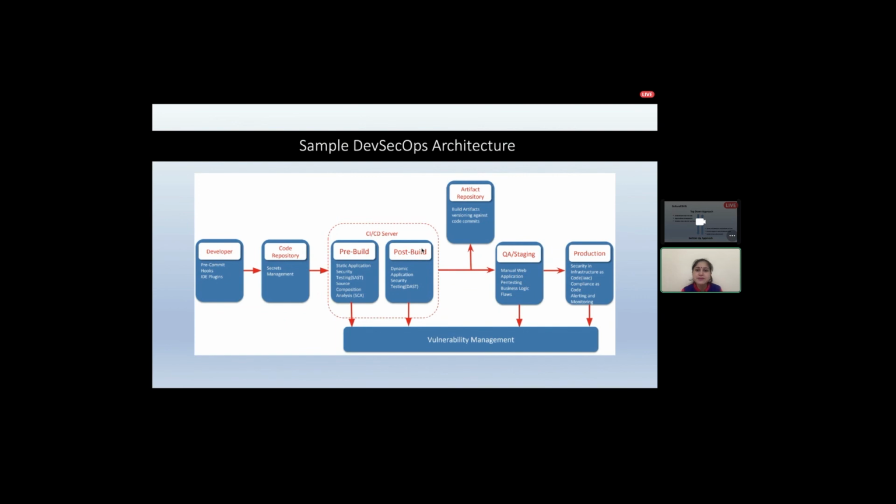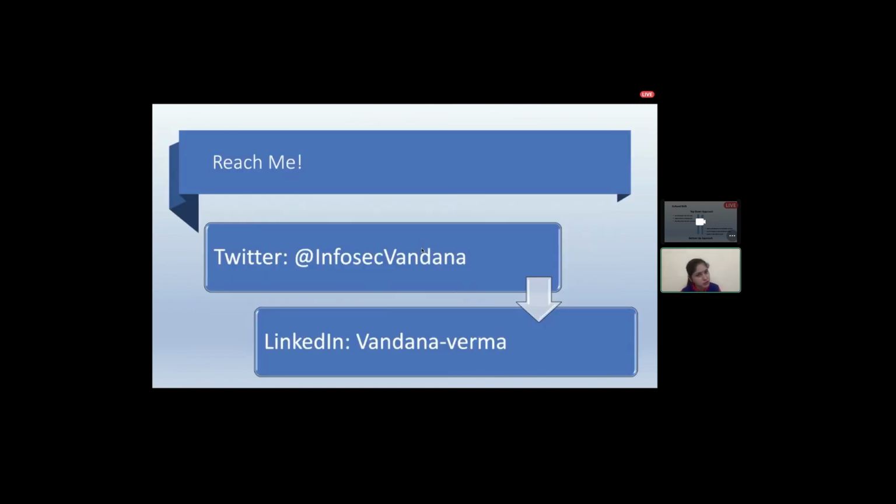Now, this is the sample DevSecOps architecture, which can help us, and we can see that we can leverage pre-commit hooks, IDE plugins, code repos, pre-build and post-build testing, wherein we are doing static analysis, software composition analysis, and dynamic analysis testing, and not to miss the artifact repository using Defect Dojo and many more products. So this is what I wanted to talk about today.